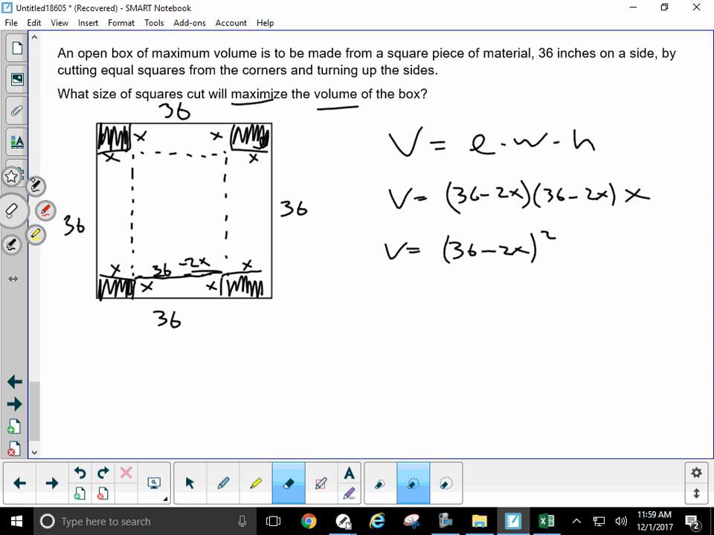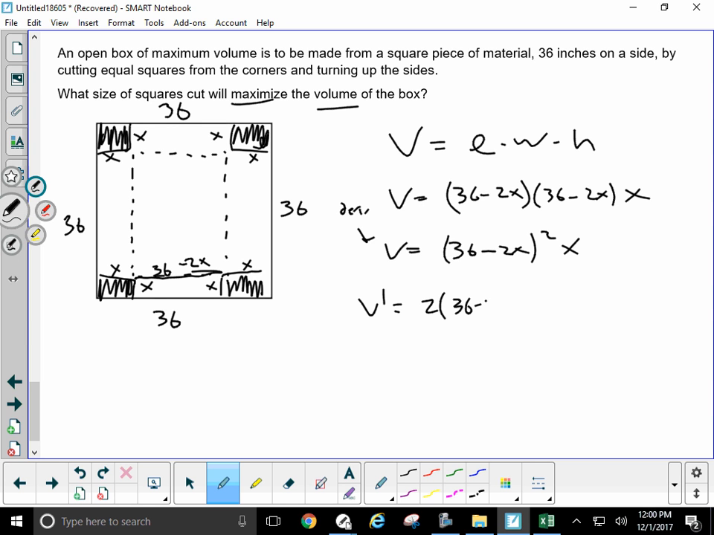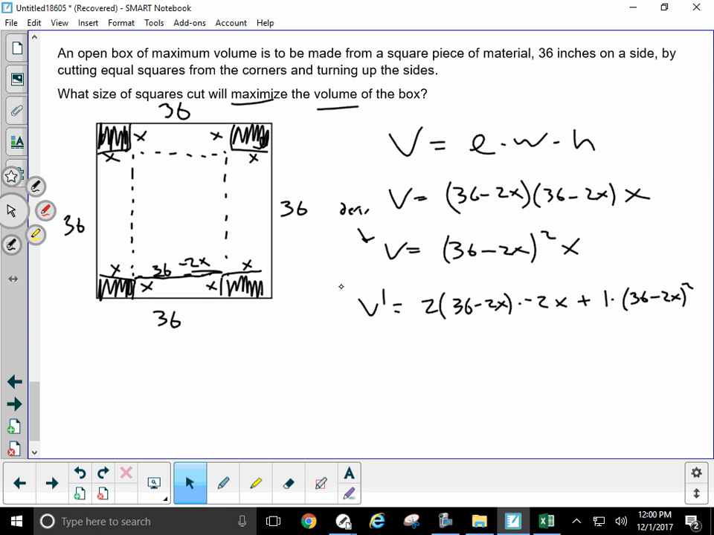Now I want to maximize this. So I'm going to take the derivative and set it equal to 0. I may want to simplify this first before I take the derivative. In this case, the 36 squared and the arithmetic is a little bit crazy. So let's just take the derivative of it and use the product rule and the chain rule. So I have a product. So I have the derivative of the first, what I'd say is 36 minus 2x times negative 2 times x, plus the derivative of x, which is 1, times 36 minus 2x squared. And I'm going to take that and set it equal to 0.